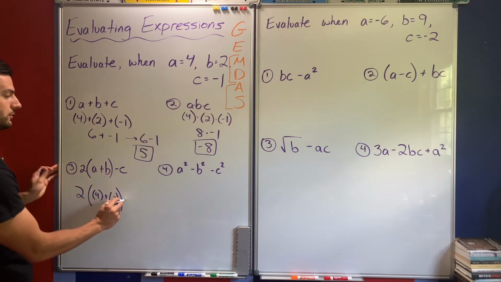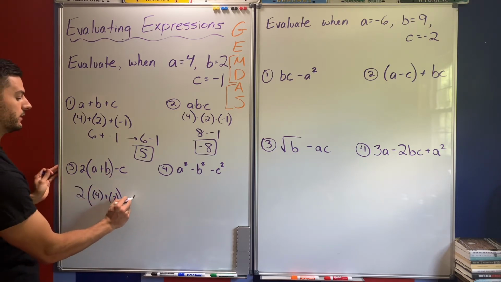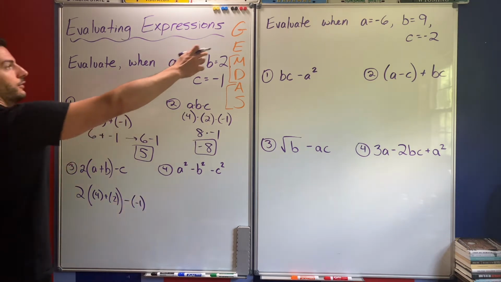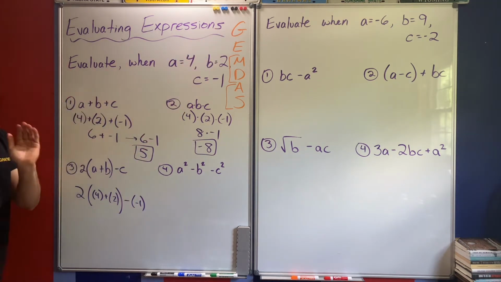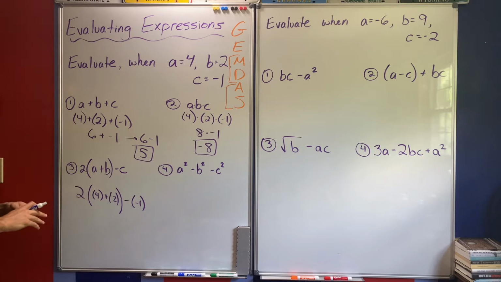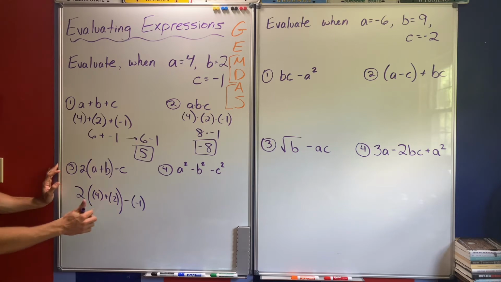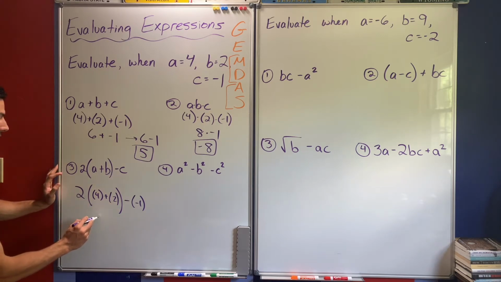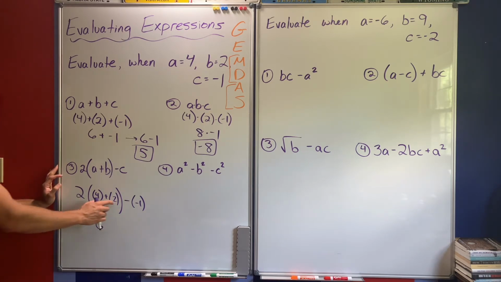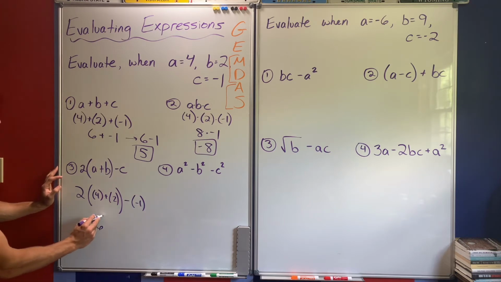And then outside of the group is minus c, so that's minus a negative 1. So my first thing is groups, so I look for any groups or parentheses to combine first. And I have that, right? I have in this group 4 plus 2. And that 4 plus 2 gives me a 6, okay? So this combines to give me 6 in this group.